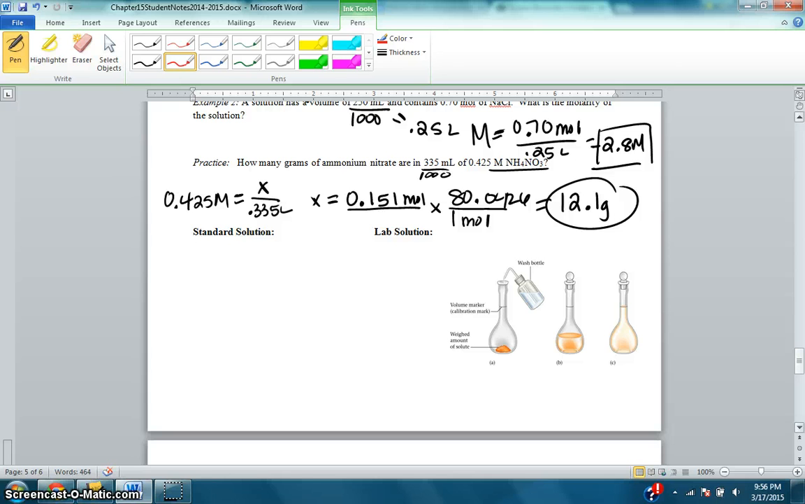So it doesn't really make sense for us to buy the specific solution that we need for every lab. It's better if we just buy one thing that we can use to make all the solutions that we could ever want. So we call that a standard solution. What a standard solution is, it's a solution with a known concentration.